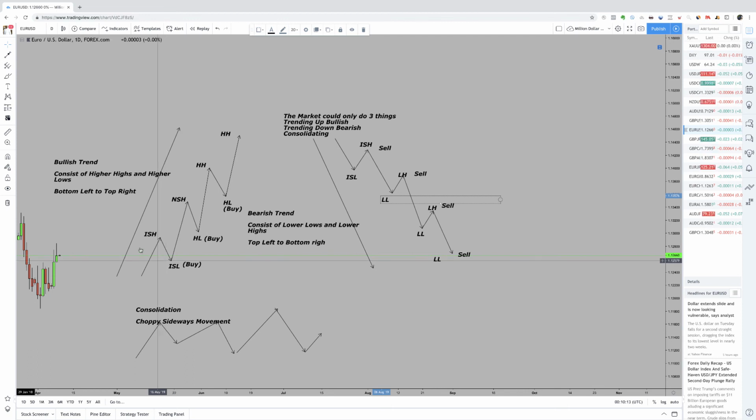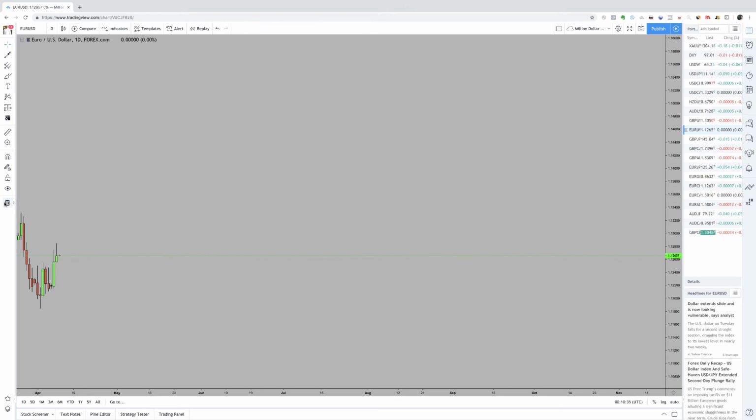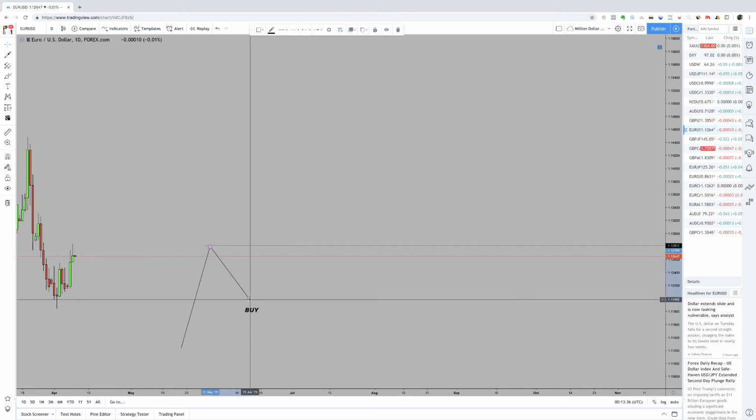Okay. Next, we're going to go over some support and resistance and go over this a little bit more in depth. I'm about to delete this off of the screen. So screenshot it. I hope y'all took notes, whatever you need to do, because it is about to be deleted.